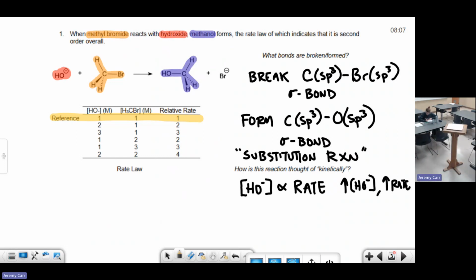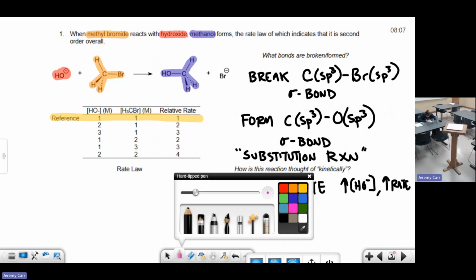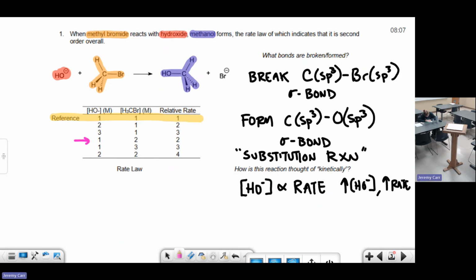So that's HO minus right there. What's going on with the methyl bromide? So let's take a look at that example here. So this will be, I guess, our fourth row down here, about there.